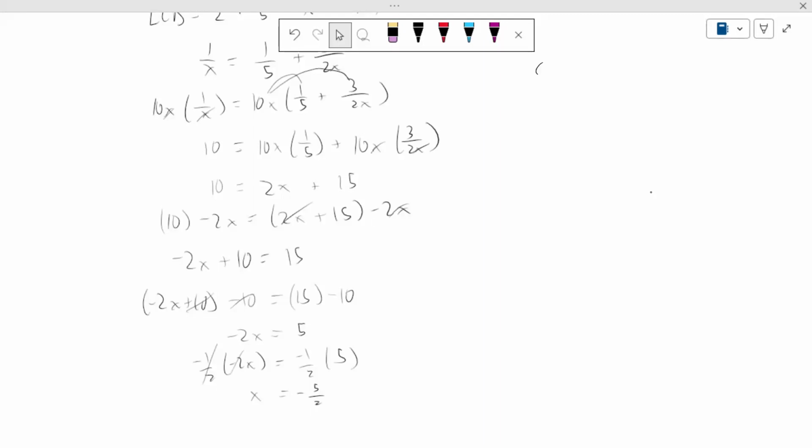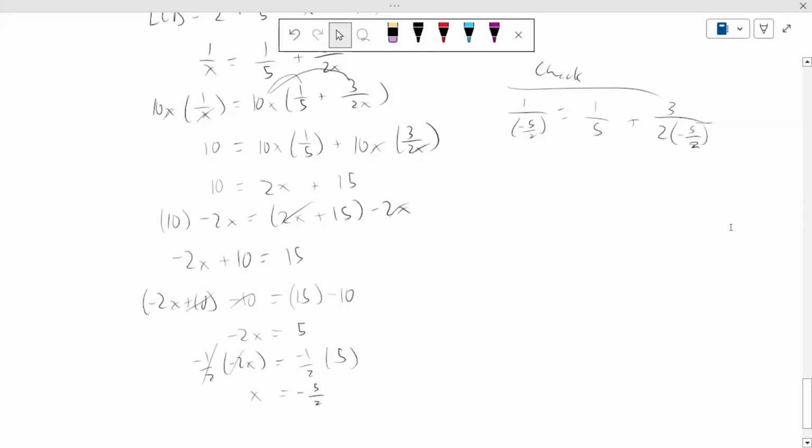So let's check. So I have a 1 over x. So I'm plugging in x is negative 5 halves. So I have 1 divided by negative 5 halves. That already doesn't look fun. Okay. Equals 1/5 plus 3 over 2 times x is negative 5 halves. All right. Everybody okay with that? All right.